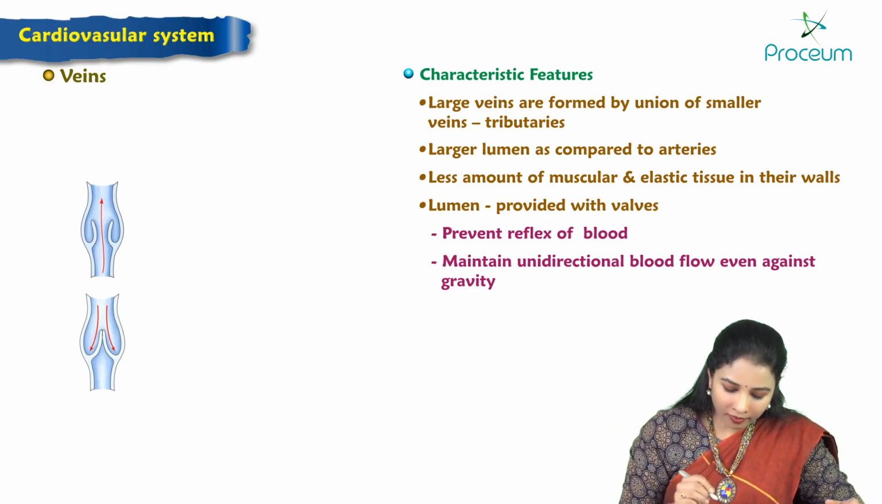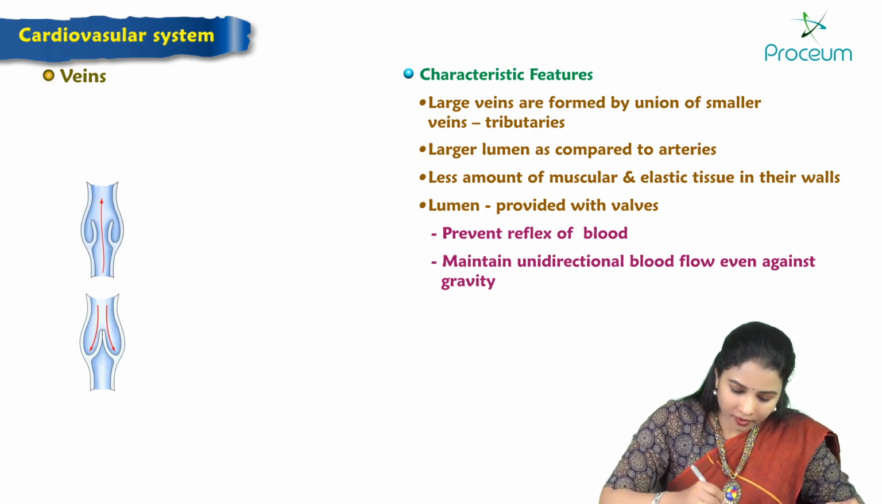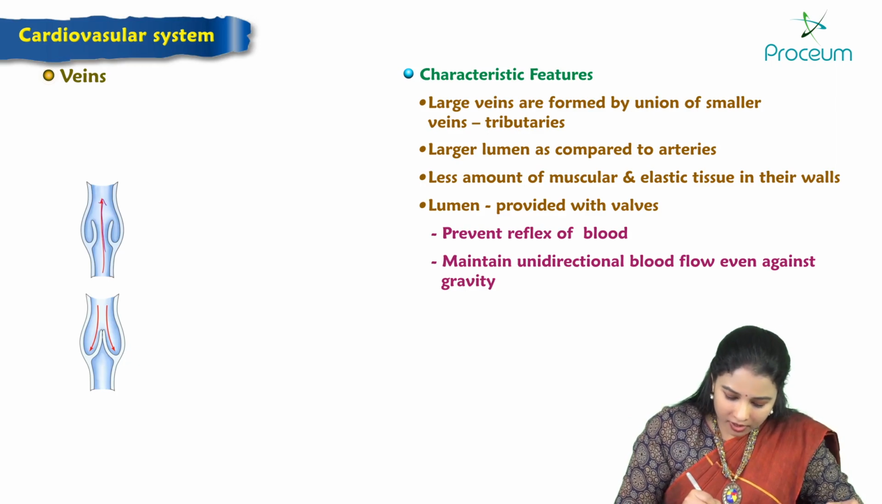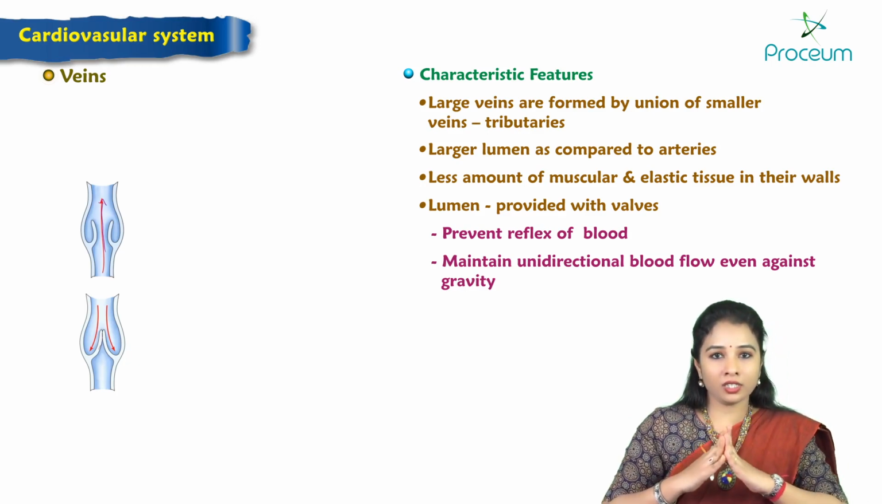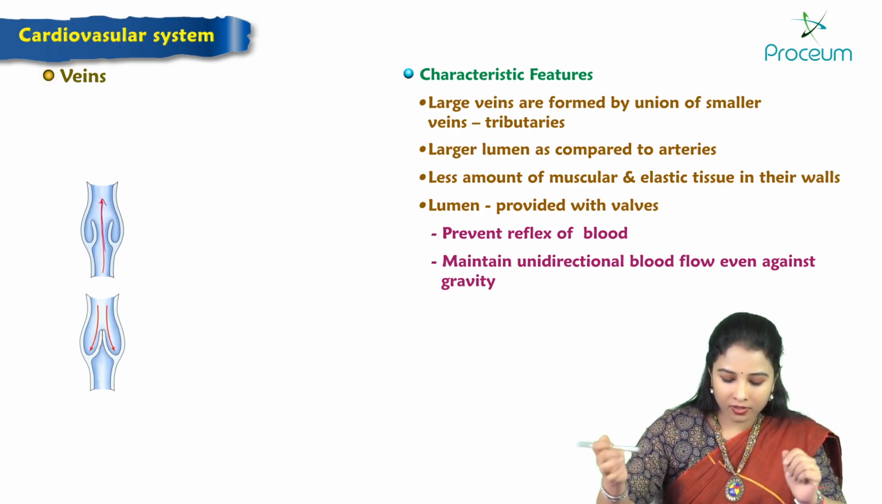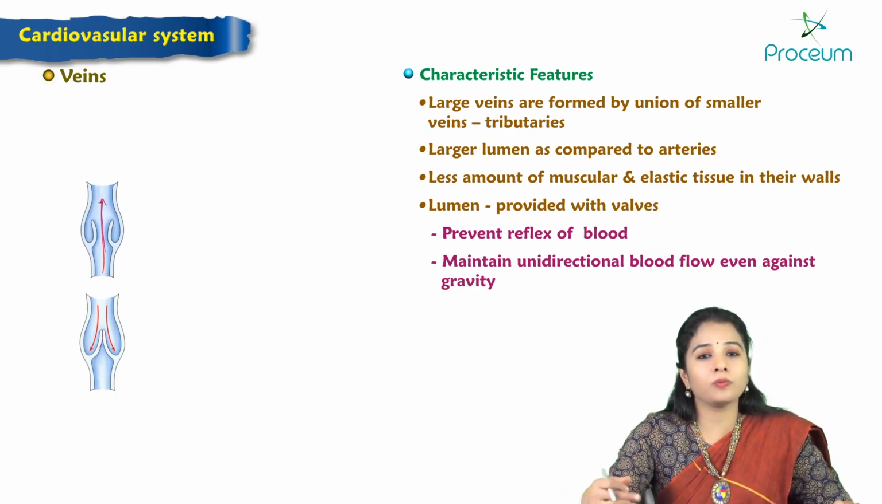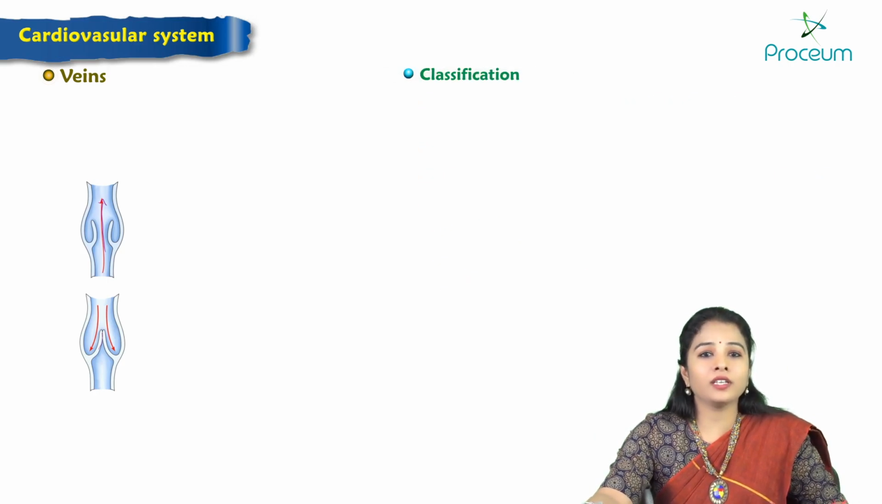So here we can see the valves. Once the blood moves upwards, we can see the valves approximate with each other, closing it. So preventing regurgitation of blood flow, allowing only unidirectional flow of blood. So let's classify these veins.